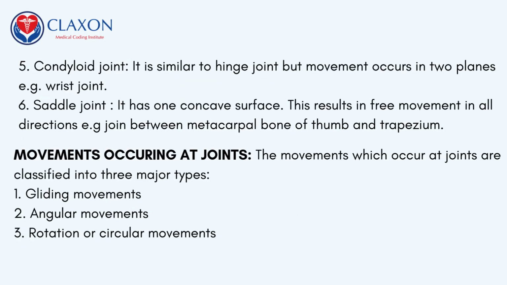5. Condyloid joint, it is similar to hinge joint but movement occurs in two planes. 6. Saddle joint, it has one concave surface. This results in free movement in all directions. Movements occurring at joints. The movements which occur at joints are classified into three major types. 1. Gliding movements. 2. Angular movements. 3. Rotation or circular movements.